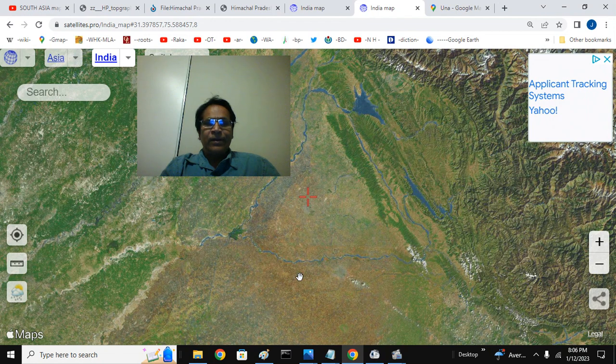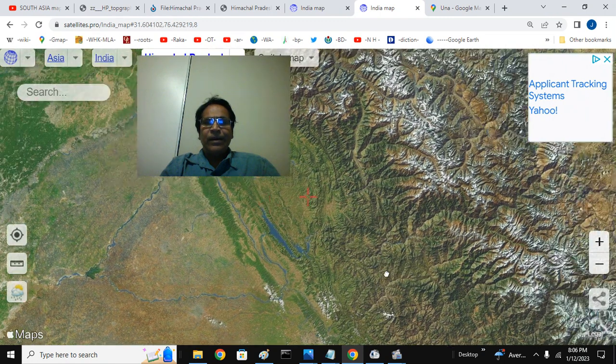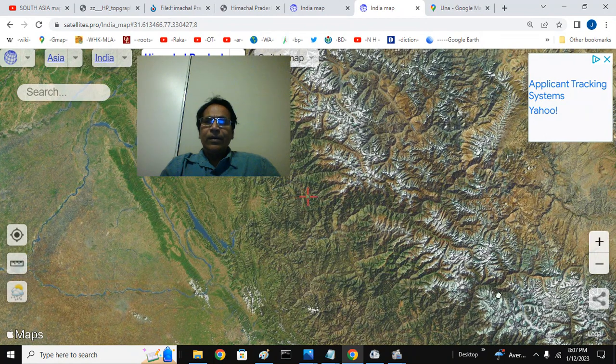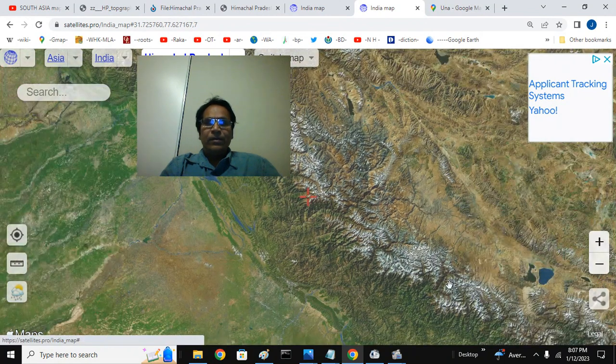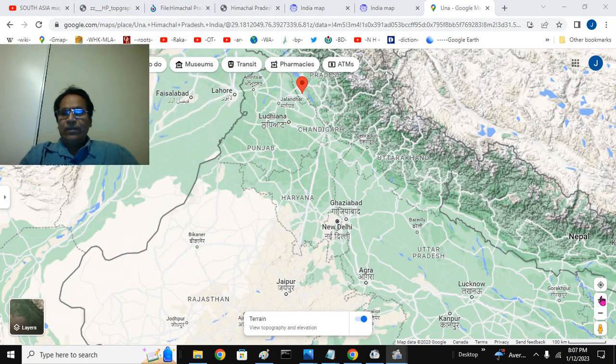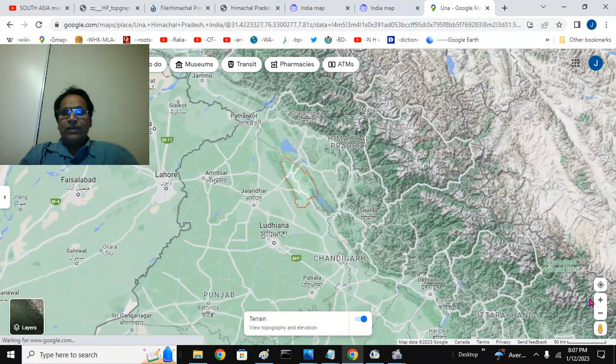Sutlej River, Harike Pattan, Beas, you can see Ludhiana town. This is the Beas, Bhakra Nangal Dam, and you can see this is the Sutlej River, and it comes from Manasarovar, here enters. This is the Spiti River, this is the Baspa River, joins there, and the Sutlej River goes, and so on. You can look at the Sutlej River Basin, and this is the Una district I just highlighted to make sure.